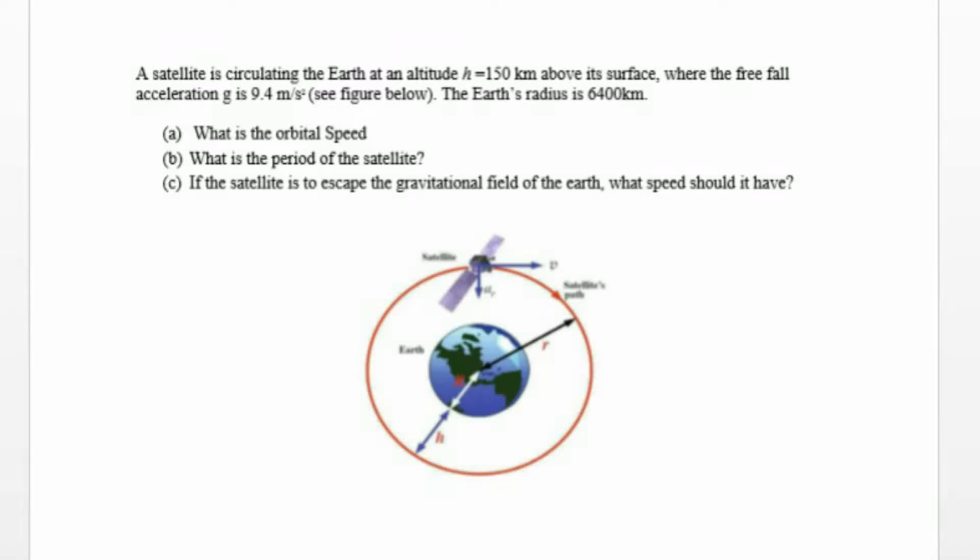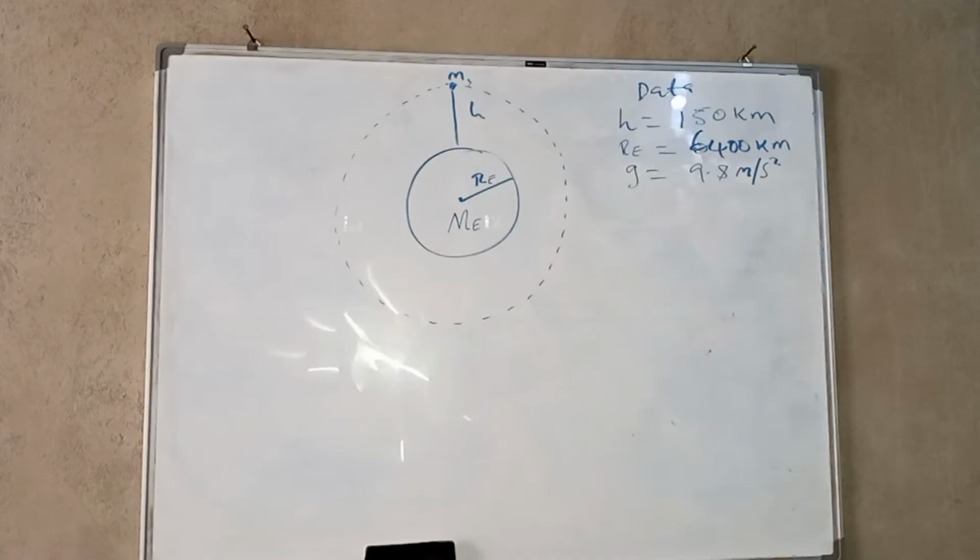A satellite is situated in the Earth at an altitude of 150 kilometers above its surface, where the free fall acceleration g is 9.4 meters per second squared. See the figure below. The Earth's radius is 6,400 kilometers. A. What is the orbital speed and period of the satellite? B. If the satellite is to escape the gravitational field of the Earth, what speed will it have?